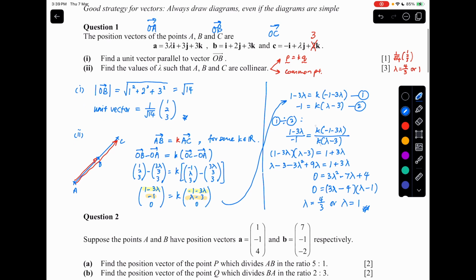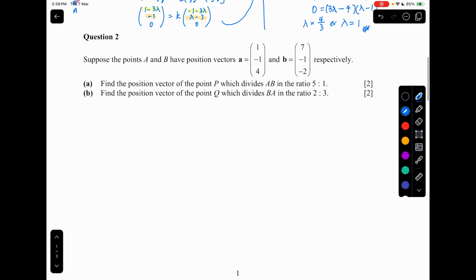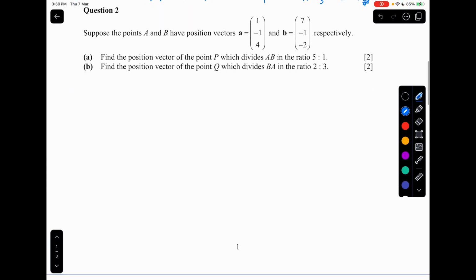Okay, question 2. For question 2, we suppose that the points A and B have position vectors a and b like that. Find the position vector of point P, which divides AB in the ratio 5 to 1. Now, this question will make use of the ratio theorem.